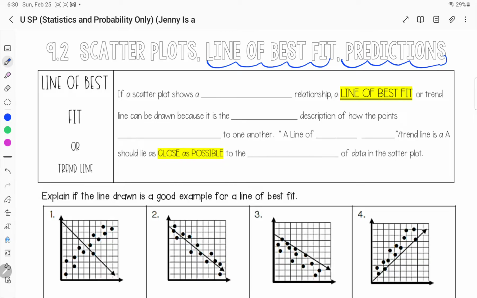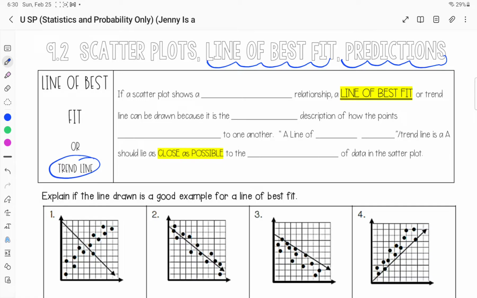So a line of best fit, or you'll notice it's called a trend line, they call it a line of best fit. When I went to school, it's called a trend line, but now they call it a line of best fit. It's showing you which way the pattern of the data is going. That's what a trend line or a line of best fit is.